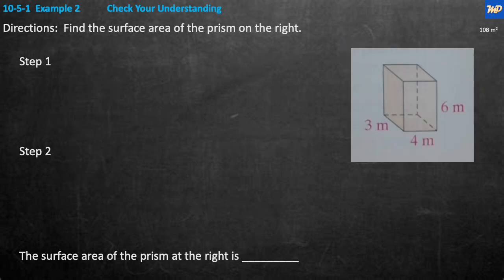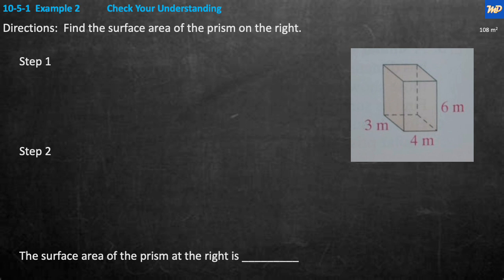Example 2, check your understanding. Find the surface area of the prism on the right. It's a rectangular prism, so it should be easy. Everything is straightforward area for the surfaces. So go ahead and try it. When you get back, we'll do it together.